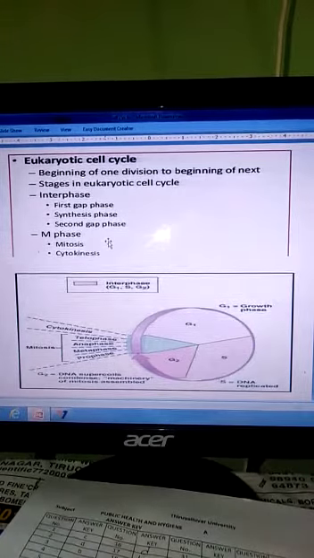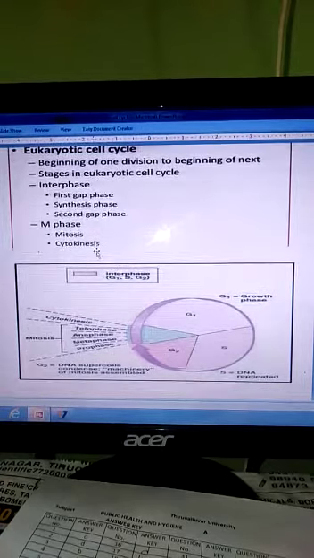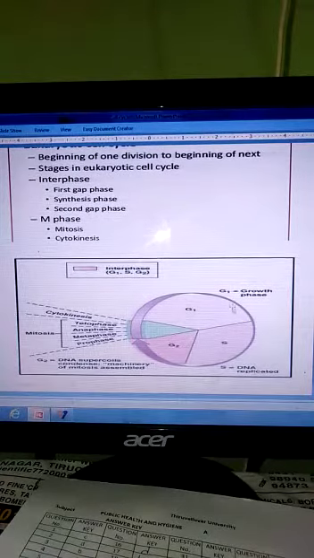In human beings, the cell cycle takes 24 hours. 95% is the interphase. The remaining 5% is only M-phase. You can see this picture, simply identified and understood. This is interphase, G1, the growth phase, the post-mitotic gap phase.